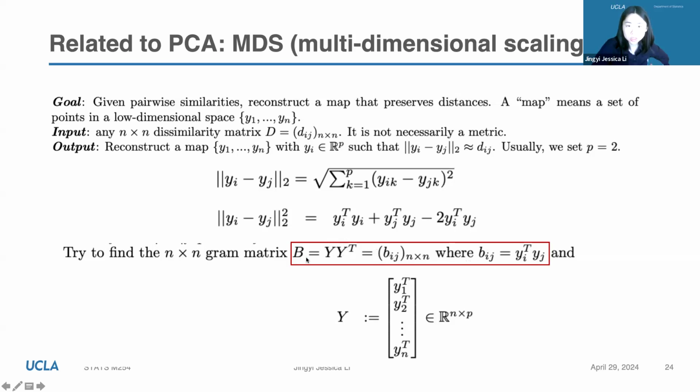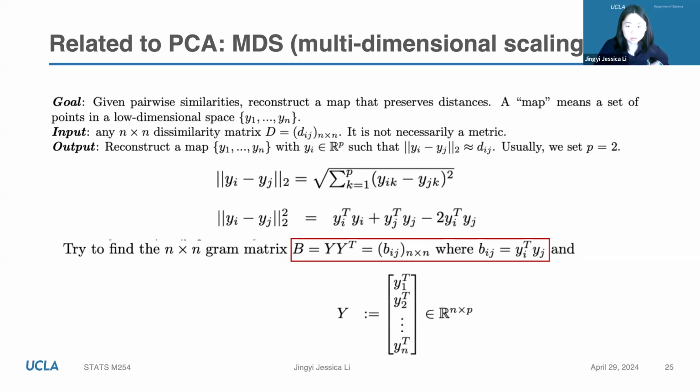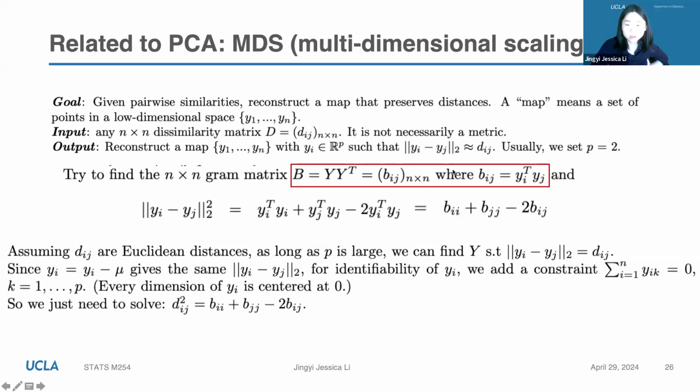Essentially, using this B matrix, we can write the squared Euclidean distance between yi and yj as Bii plus Bjj minus 2 times Bij. So if we can find the B matrix, we can find y1 to yn. That's how we transform the problem. So if we can find this B matrix, then the squared distance between yi and yj can be written as Bii plus Bjj minus 2 Bij.